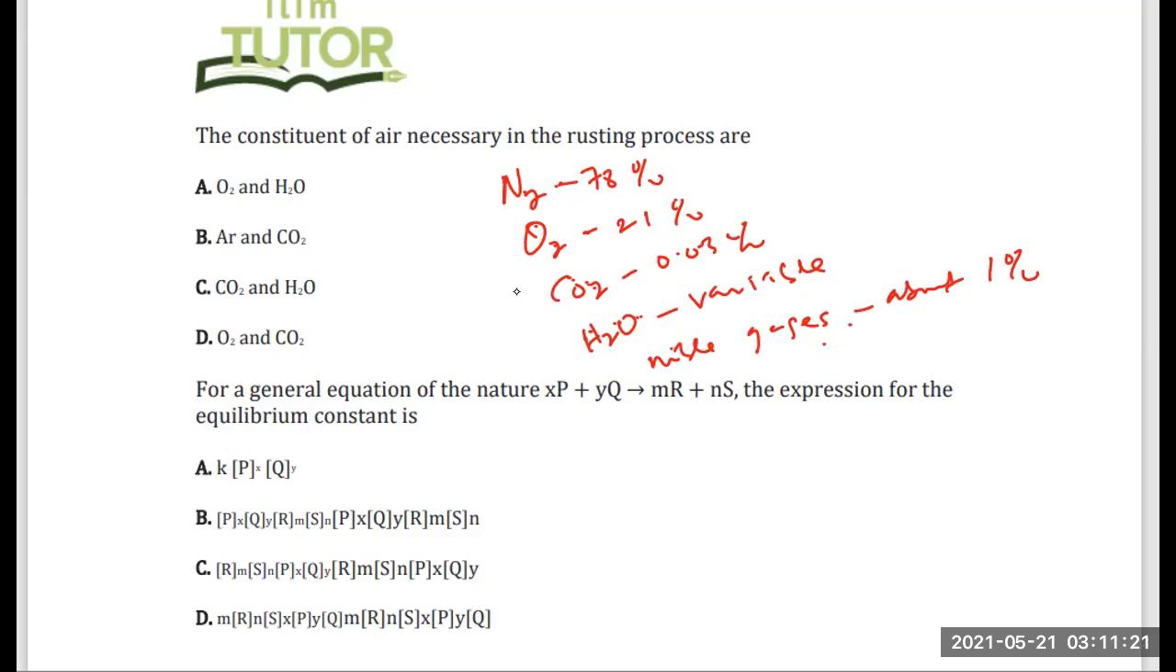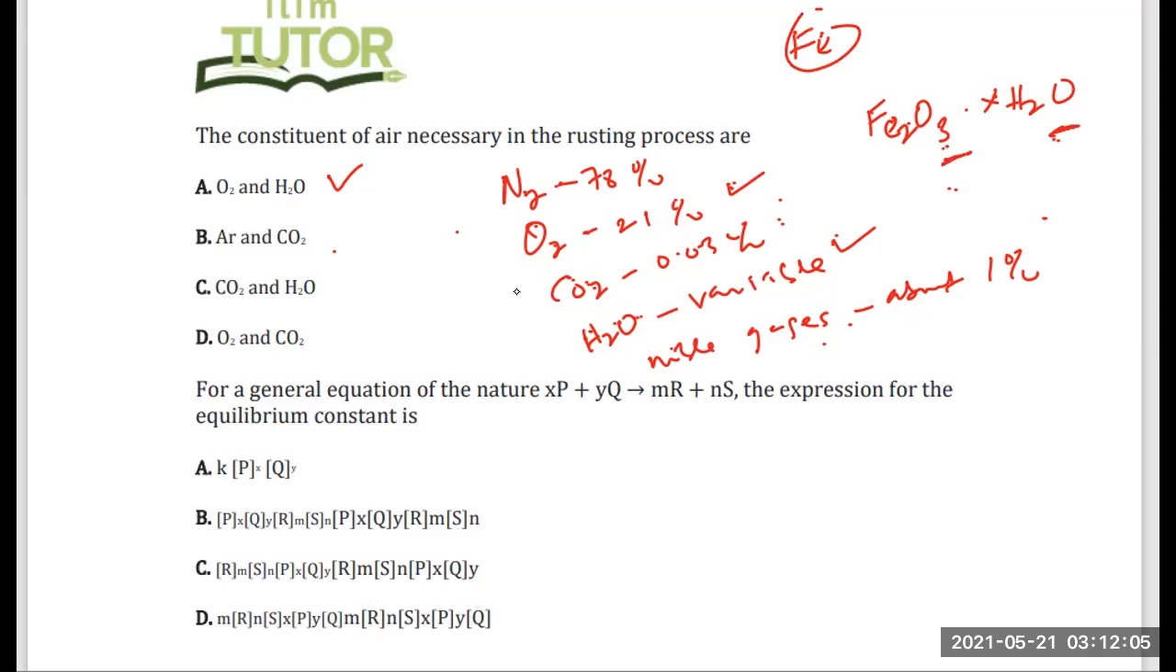So in all of this, rusting will only take place in the presence of oxygen and water. So the answer is oxygen and water, which is A. Because if you look at rusting, for instance, of iron, it gives Fe2O3.xH2O. You can see it is iron originally, just iron, so only oxygen and water have been added to cause rusting.